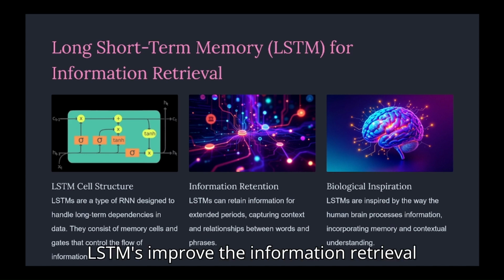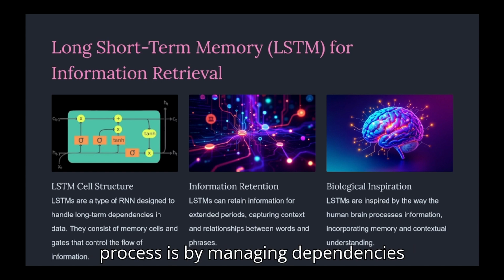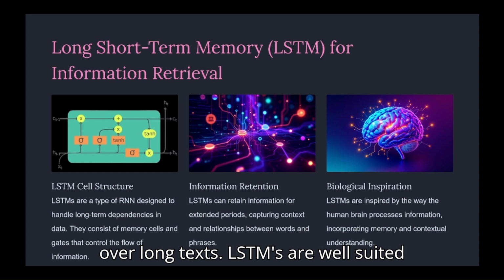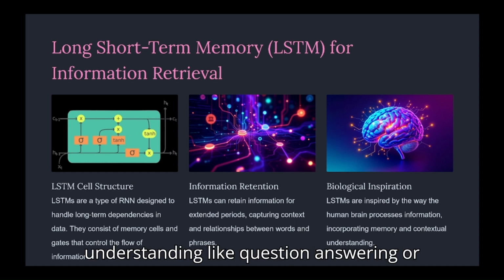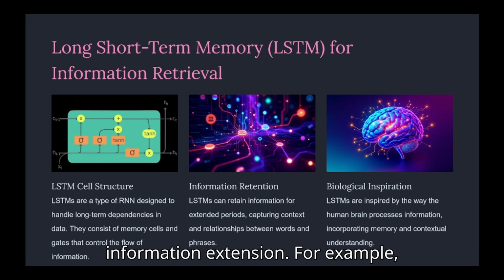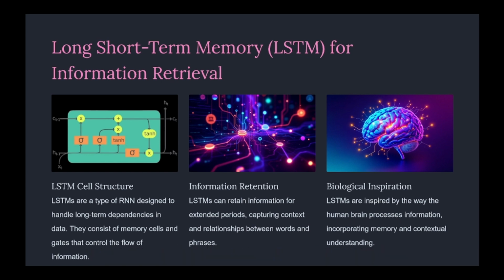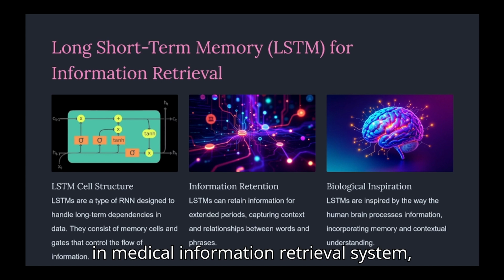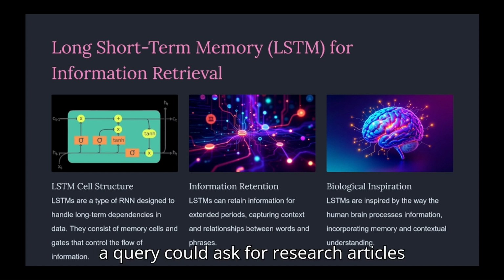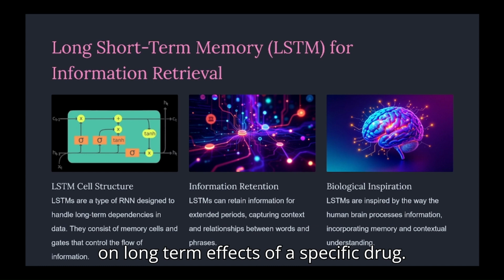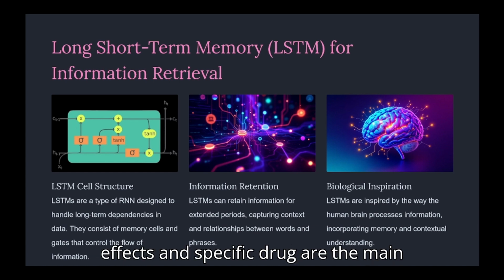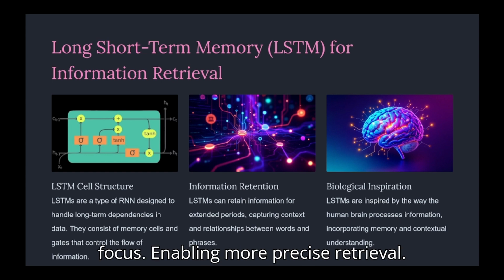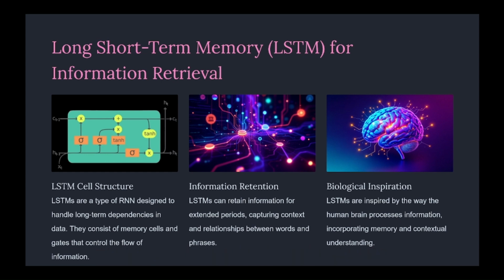So coming to how LSTMs improve the information retrieval process, it is by managing dependencies over long texts. LSTMs are well suited for IR tasks requiring detailed understanding like question answering or information extraction. For example, in a medical information retrieval system, a query could ask for research articles on long-term effects of a specific drug. An LSTM can understand that long-term effects and specific drug are the main focus, enabling more precise retrieval.